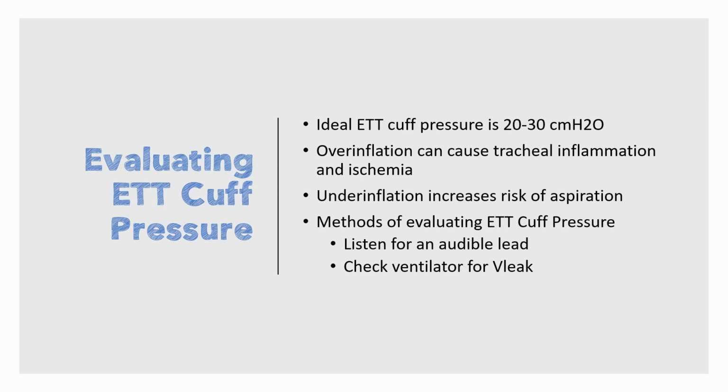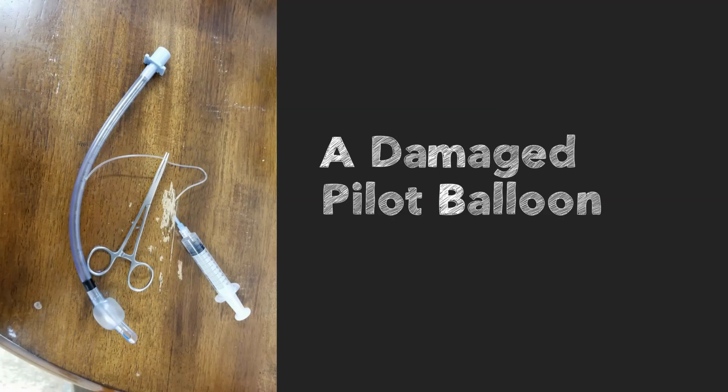But your ventilator is also going to tell you if there is a leak. So you can check for a V leak, and this is very sensitive. So if you have a V leak, first thing you should do is inflate the cuff until you lose that leak. Always check your pilot balloon. So let's say that this pilot balloon is intact here, and you can feel it, and if the pilot balloon is not inflated, and then you inflate it, but then it deflates, what could that be?